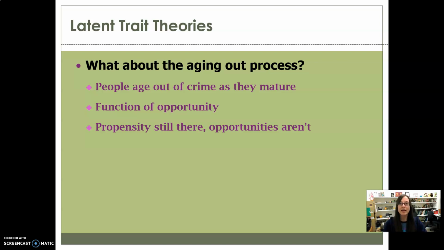As you age, you don't have as many opportunities to commit crimes, whether it's because you physically can't do those crimes anymore, you don't have as much time, you have other obligations, you're just maturing out, whatever the case may be. The propensity is still there, and it's still higher in certain people compared to other people, depending on whatever the latent trait is, but the opportunity structure starts to change. And so you do still see stable differences between groups.